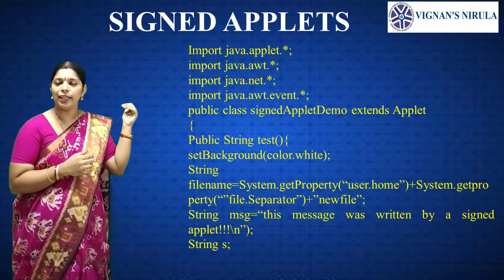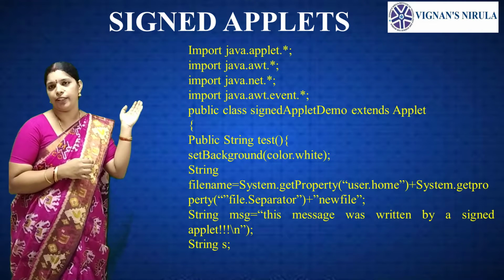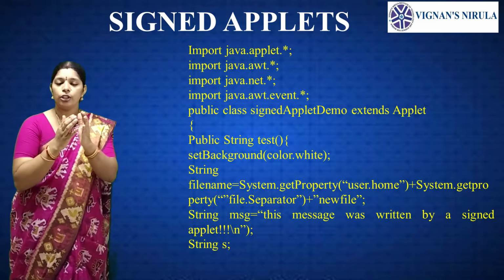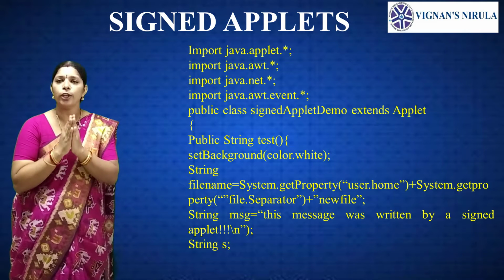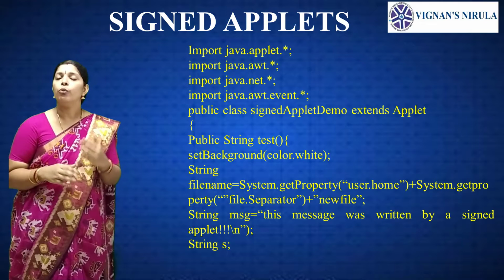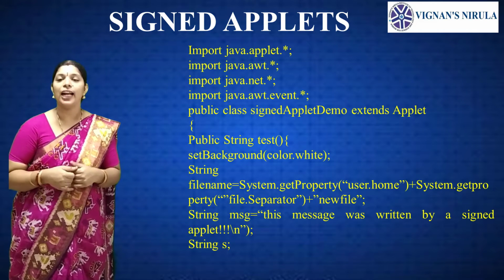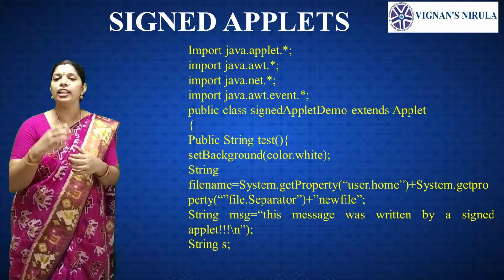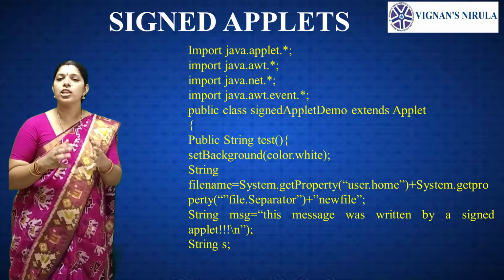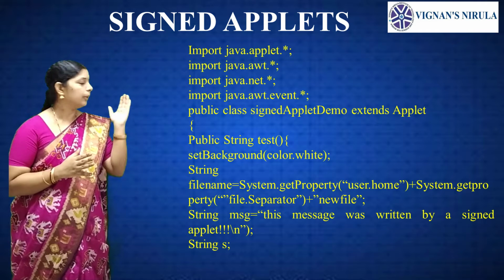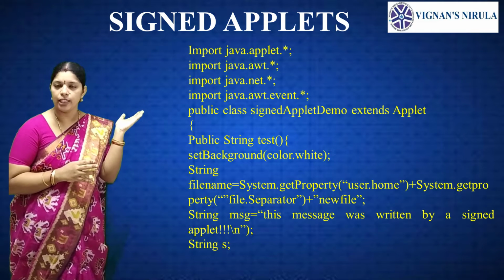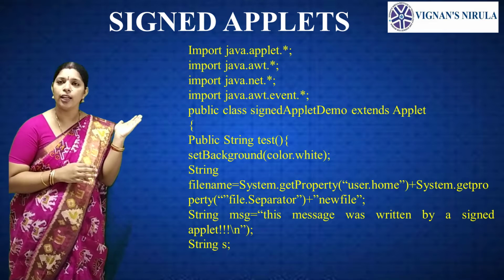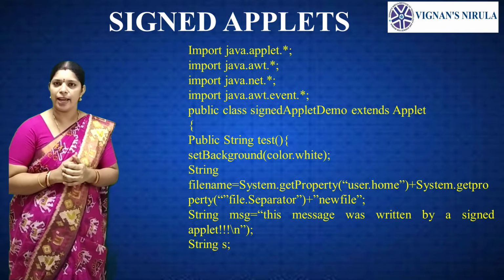So here in the public class, we are inserting the SignedAppletDemo, which extends the Applet program. And next, we are using the test method. So by using this test method, we are setting the background and we are getting the properties of the particular home page by using one separator. So here in the public String test method, setBackground of Color.white. So what is the background color? We are setting white as the background color.